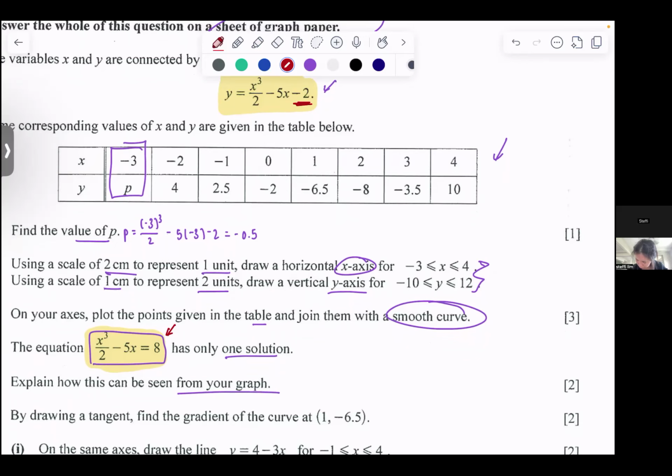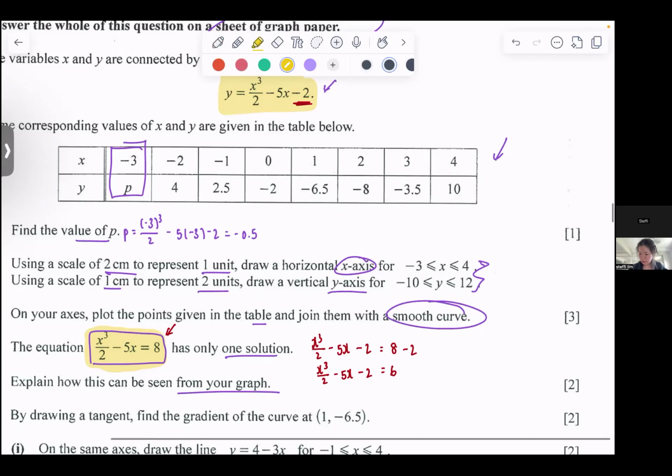So that will be x cubed over 2 minus 5x. Our -2 from the left hand side goes to 8 minus 2 on the right hand side. This will be equals to 6, and I'll get back my original equation, which is x cubed over 2 minus 5x minus 2, right? And this whole equation will be equals to 6.